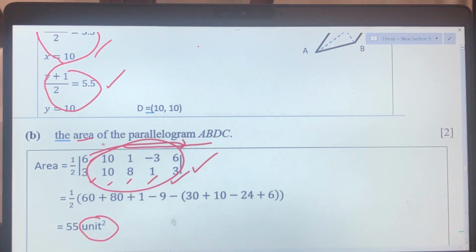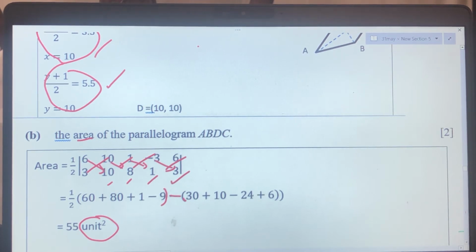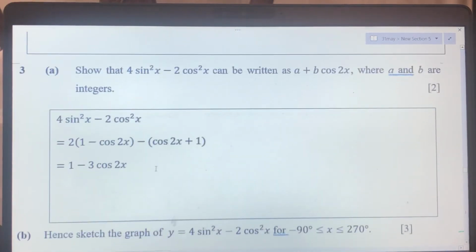Then the way to get a positive answer is this times this. It's all positive you put here. Then minus, this way is minus, minus, minus, minus. That means you put a minus here, and then inside you just multiply as per normal, then press the calculator. But if you want to play safe, you just put the modulus symbol here. Then even if you get negative 55, you will just change it to 55. But please try to do it the correct way.